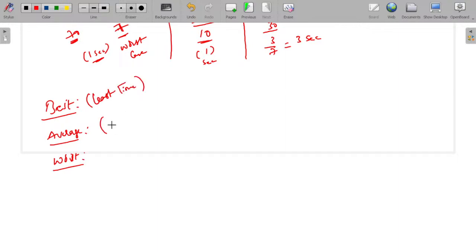Okay, and average case is the average amount of time that it is going to take. And the last one is worst case. It is the maximum amount of time that it is going to take in order to complete the execution of the given problem. So the first case is best case, the second case is average case, and the third case is worst case. So best case is the least amount of time that it takes. Average case is the average amount of time that it is going to take to complete the execution of the algorithm or program. And worst case is the maximum amount of time that it is going to take to complete the execution of the given problem.